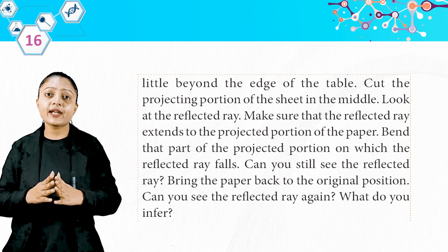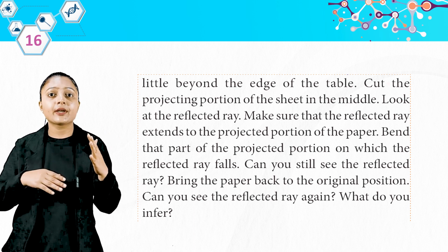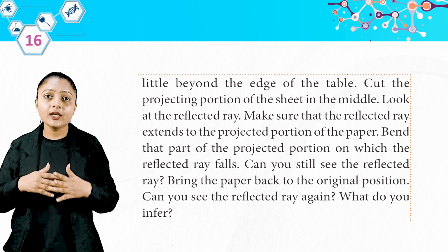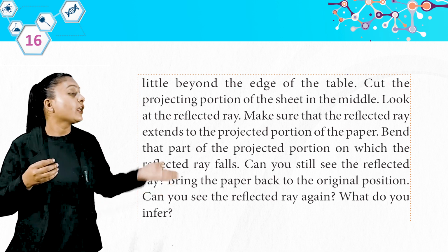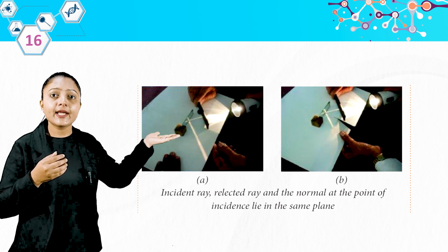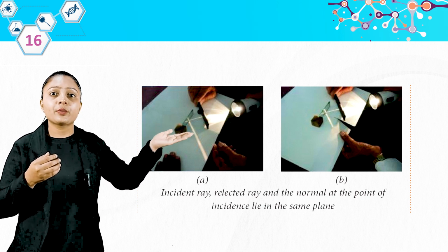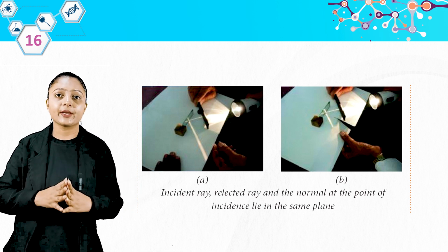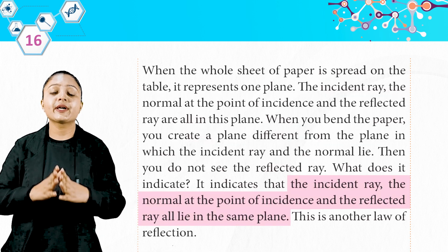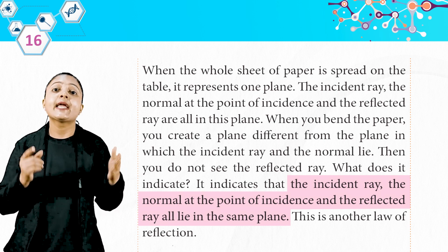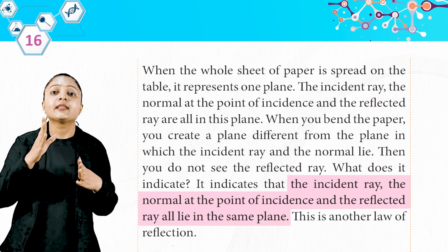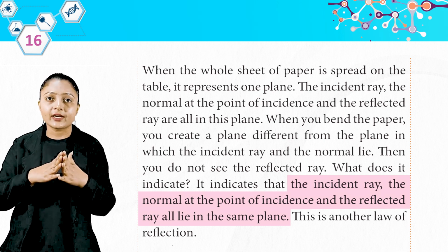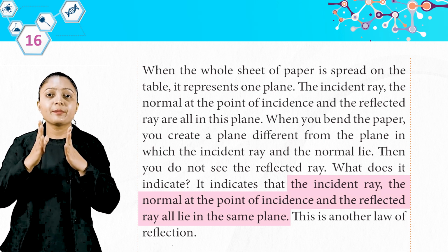Can you still see the reflected ray? Bring the paper back to the original position. Can you see the reflected ray again? What do you infer? Look at this image. The incident ray, reflected ray and the normal at the point of incidence all lie in the same plane. When the whole sheet of paper is spread on the table, it represents one plane. The incident ray, the normal at the point of incidence and the reflected ray are all in the same plane.